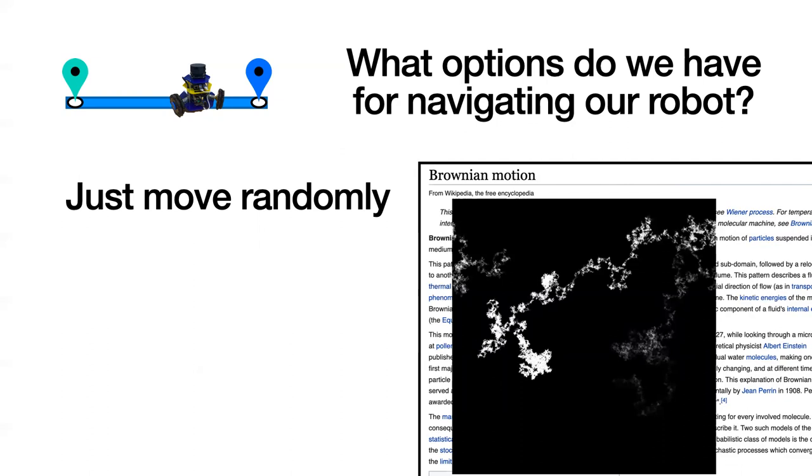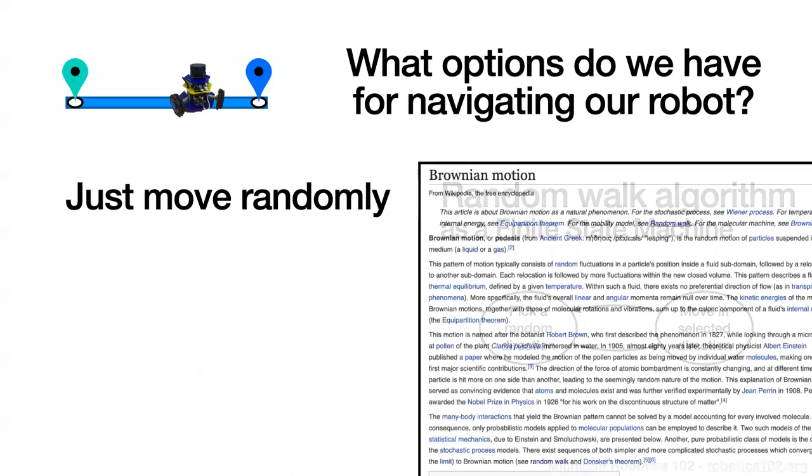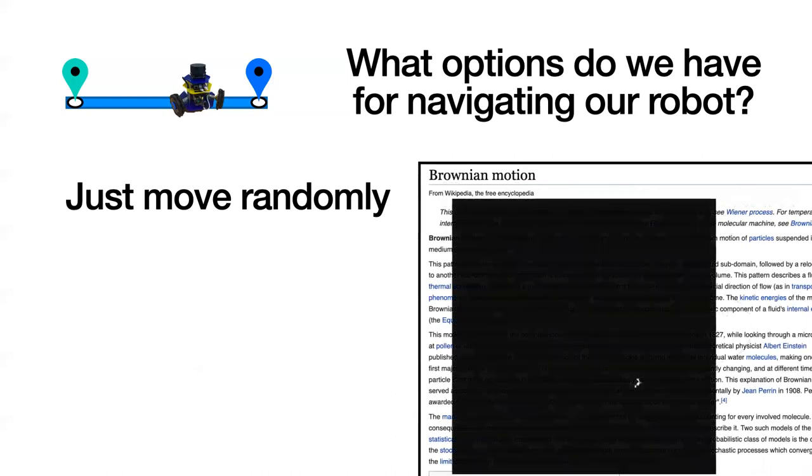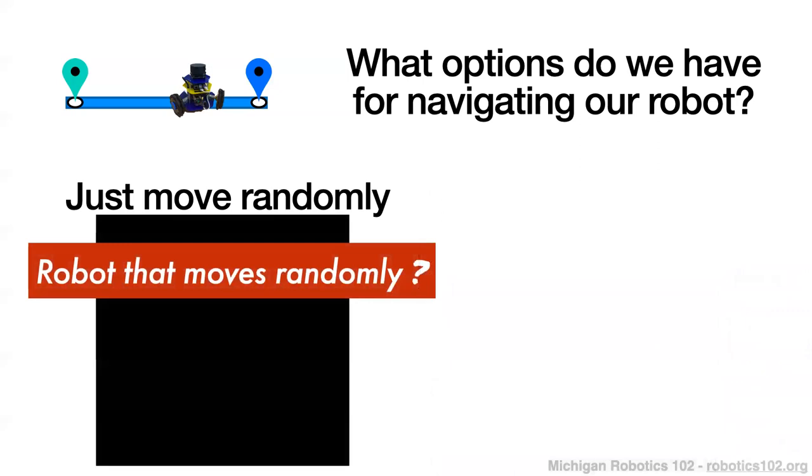And so this is just a 2D particle moving around space randomly. This is our random walk. If we looked at the finite state machine for what this would do, it's the simplest thing we can do: pick a random direction, send a drive command in that random direction. And you do that over and over and over again, and you don't even stop. You just keep going. And that's it. That's the simplest thing you can do. So with that, a robot that moves around randomly.